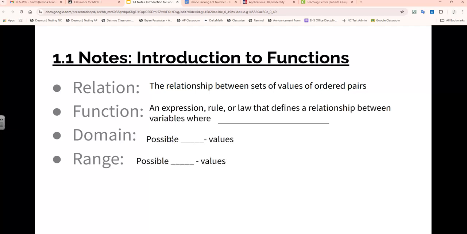All right, we are looking at functions today. And functions are a foundational thing that start off at the beginning of when you start to learn algebra. This should be mostly review.